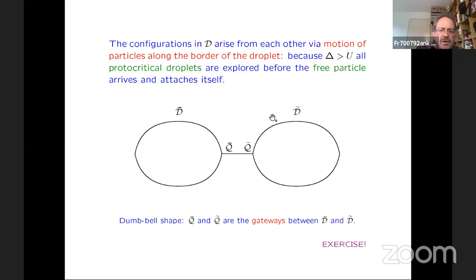And this set of protocritical droplets has a certain dumbbell shape. There are the simple ones that are quasi squares of side length LC minus one times LC plus a protuberance. And then there's a whole bunch of things that you can obtain by sliding particles around the boundary of the droplet. There is a set that one can describe, and it's not easy, and I decided not to go into details here. This is done in an exercise so that you can get a feeling for this interesting phenomenon of motion of particles around the boundary of the droplet, which is possible because you can make moves of cost U before the next particle comes into the story. Okay, so there is a rich structure which we have under control.